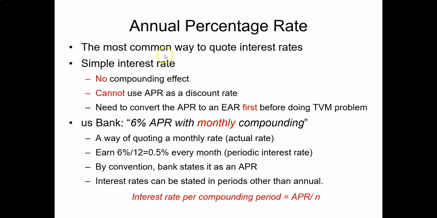Here, it is a monthly compounding description. So the bank will use 6% over 12, that is 0.5%, as the monthly interest rate, and then do this 12 months compounding calculation. So the interest rate for this compounding calculation by the banks or some insurance company will be this annual percentage rate over the periods.